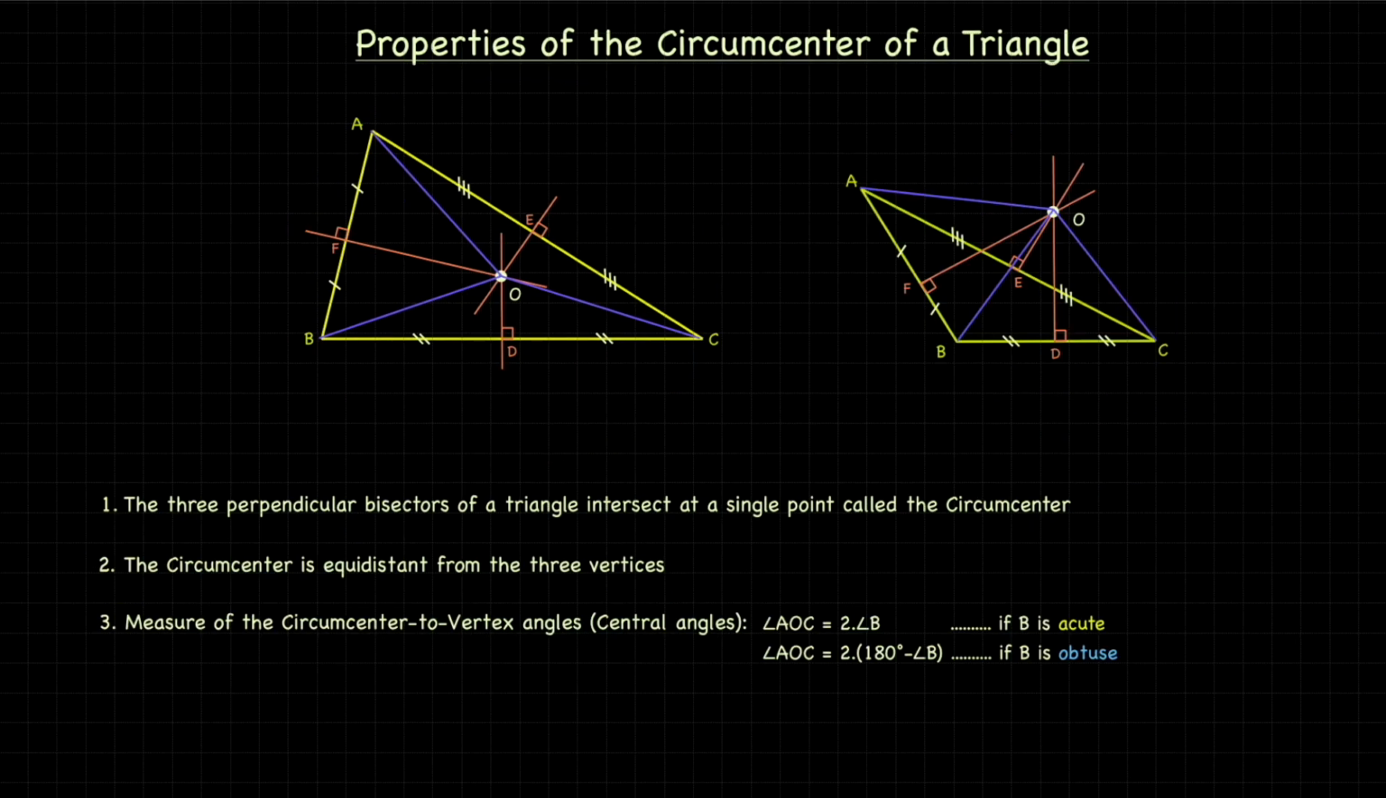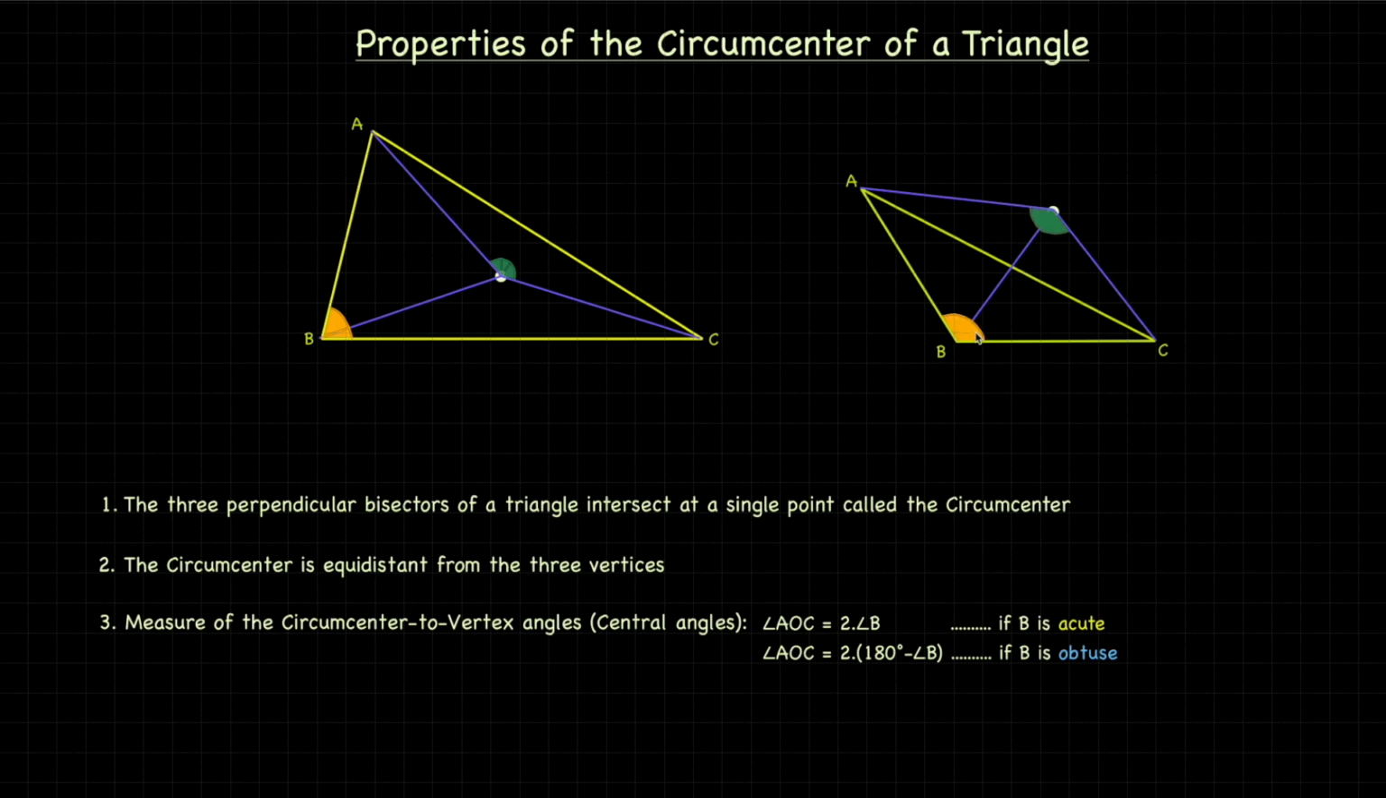The third property that we are going to prove relates to the measure of the circumcenter to vertex angle. These angles are called central angles. So for an acute triangle, the measure of a central angle is twice the measure of the angle at the opposing vertex. For example, for the acute triangle on the left, the angle AOC, marked in green, will be twice the measure of angle B, the opposite vertex angle. Here it's marked in yellow. The same thing will apply to the other central angles as well.